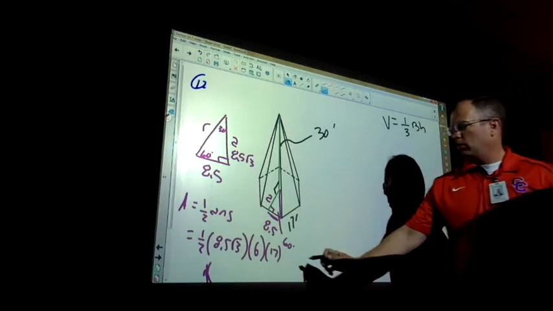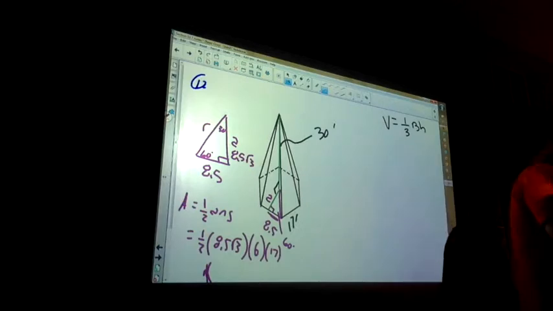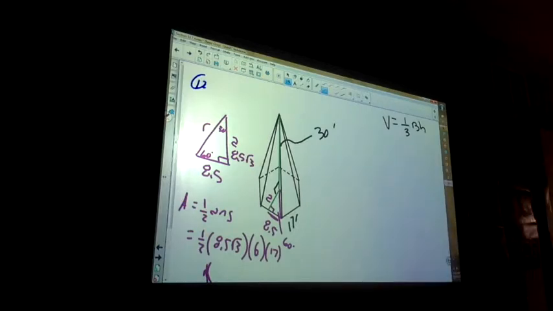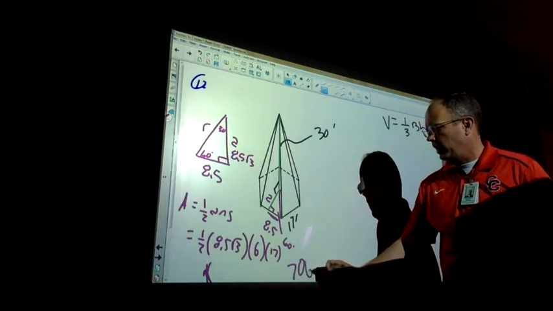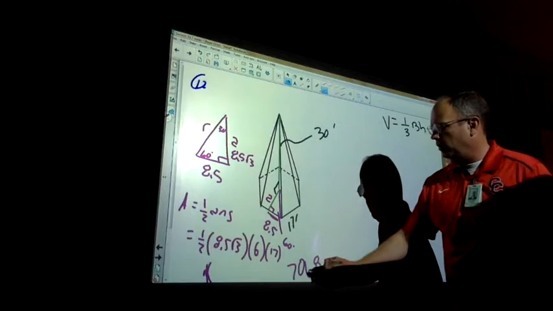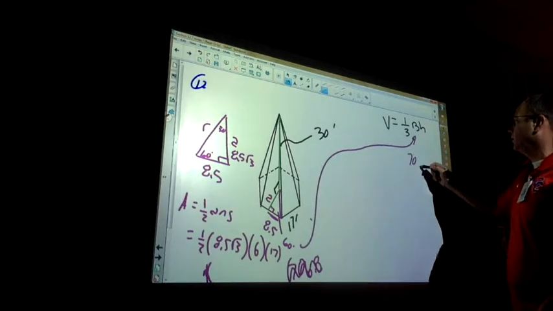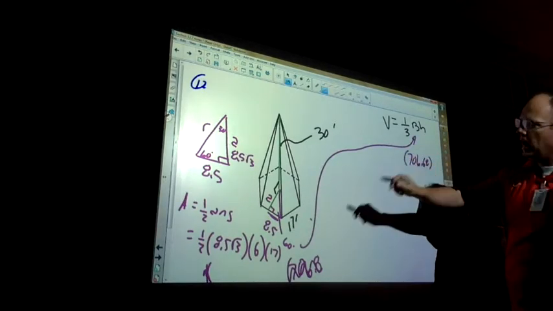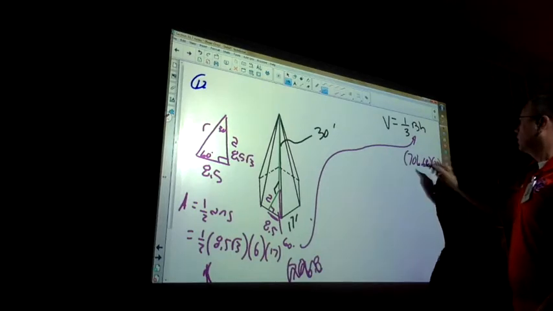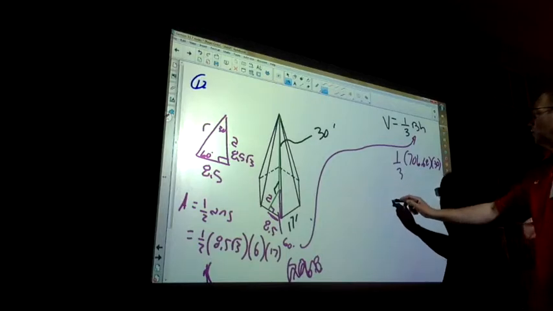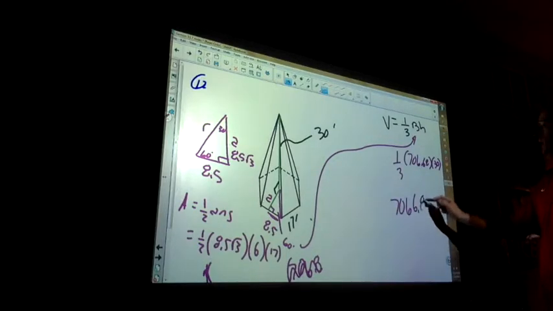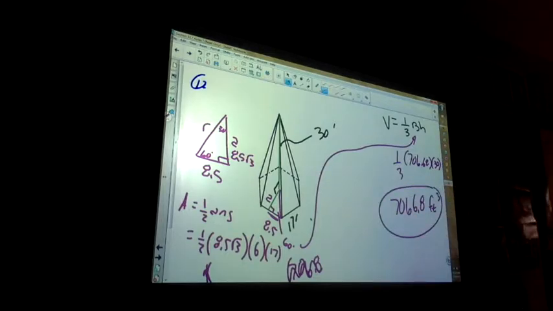Yeah. I got root 3. Do me a favor, go 408 square root 3 on your calculator, and then it'll give you the decimal approximate. 706.68? Yeah. Okay. So the area of the base is 706.68. The height we have is 30 times 1/3. So my answer should come out to 706.68 cubic feet. No?